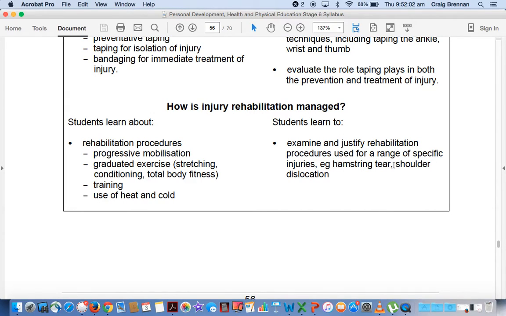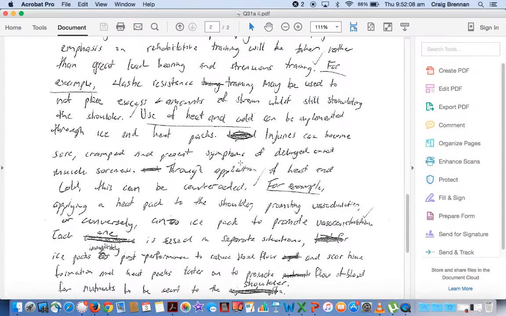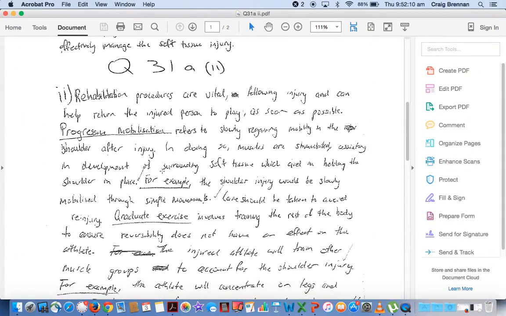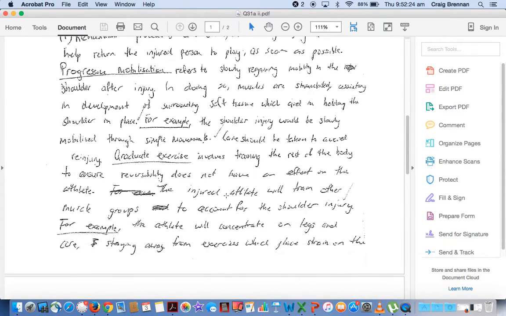So we're giving you the specific injury that we have covered in class, and these are the 4 areas that you would need in your response. So we go and look at our sample answer. It talks about rehabilitation procedures being vital following an injury. Progressive mobilisation goes through and says what it is about: slowly starting to progressively move the injured area, so in this case the shoulder, then gives an example to support it.